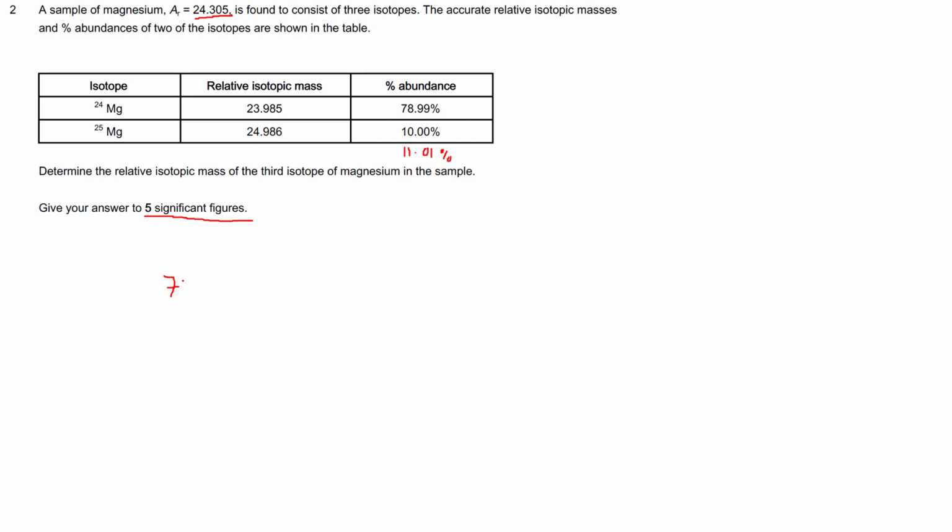Again, we're going to put the numbers in exactly as before. So 78.99 as a percentage is 0.7899 multiplied by 23.985. Just be careful with the transcriptions. It's very easy to copy a number wrong. And then you do 0.1 times 24.986. And then you add that to 0.1101 times x, which we don't know, and that equals 24.305.